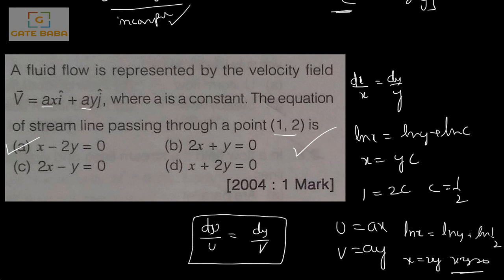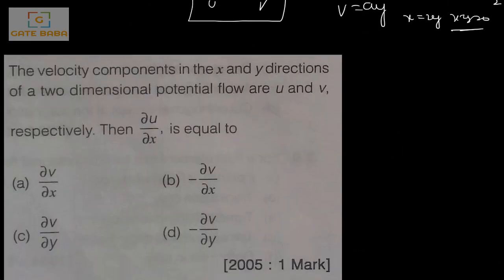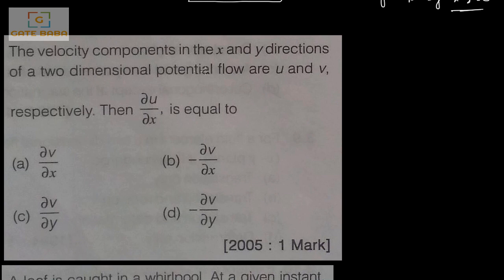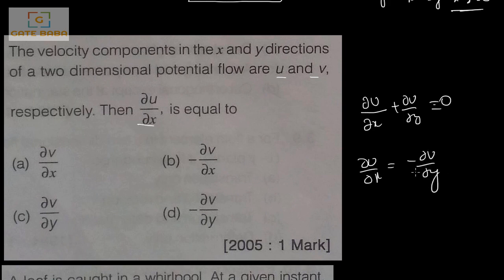If you want, you just check there. Okay, and next problem, the velocity components. It is also a solved problem in the lecture. The velocity components in x and y directions of a two-dimensional potential flow are u and v. Then dou u by dou x is equal to how much? So for a possible flow, what is the condition? It must satisfy the continuity equation, that is dou u by dou x plus dou v by dou y must be 0. So from this, dou u by dou x equals minus dou v by dou y. Option D is correct. Okay, and next question.